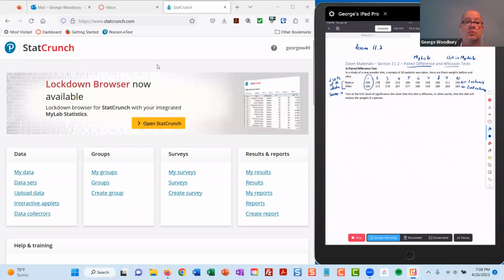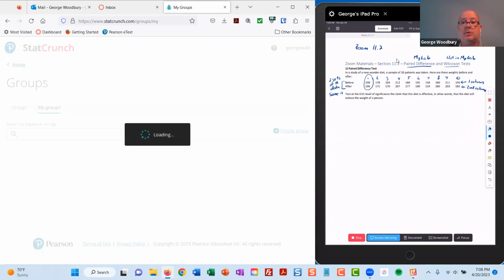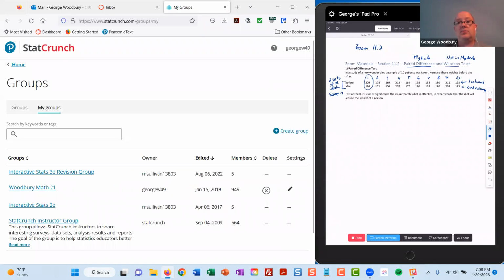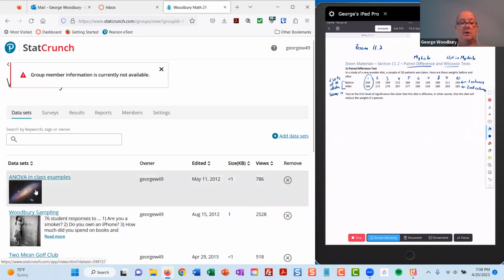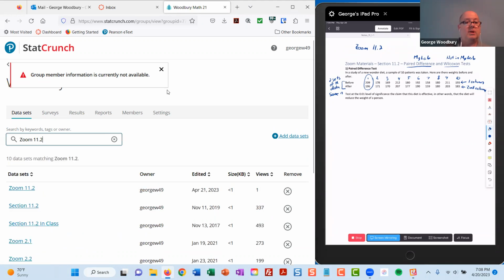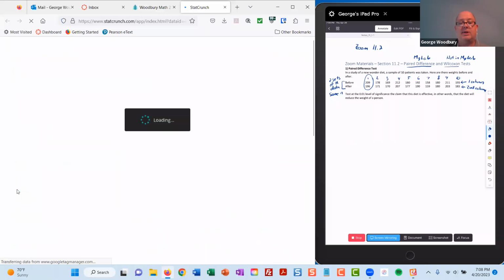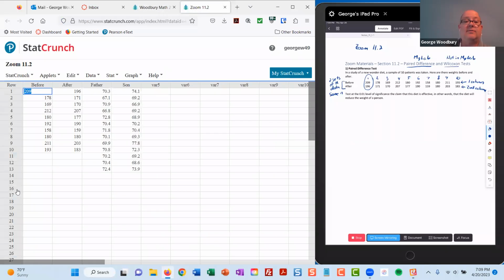But if you're already in the group, after you've logged into StatCrunch, you click on My Groups, and you'll have one that says Woodbury Math 21. And then in the search bar, just type in Zoom 11.2, and there's only one file that says that. So you click on that, and the data for tonight's problems are there. The first 2 columns go with problem 1, and the second 2 columns go with problem 2.